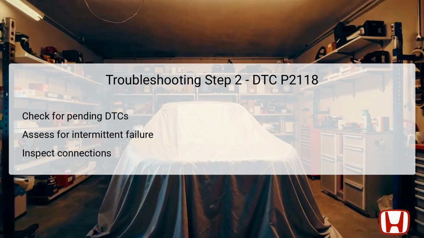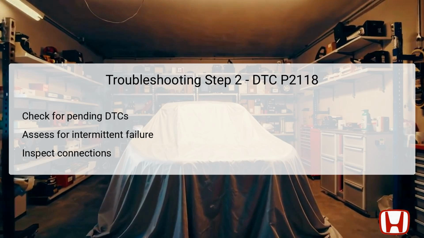The second step involves checking for any pending or confirmed diagnostic trouble codes, DTCs, using the HDS. If DTC P2118 remains indicated in the system, this points to an ongoing issue that requires further investigation. However, if the DTC is not present, this may indicate an intermittent failure, suggesting that the system appears to be operational at that moment, but other factors could still be at play.